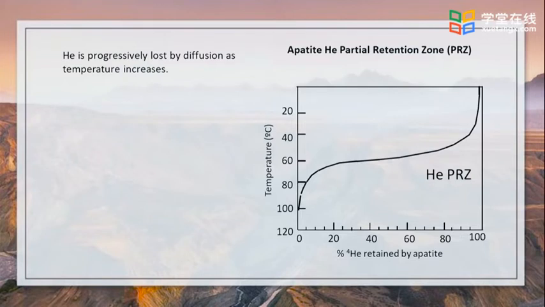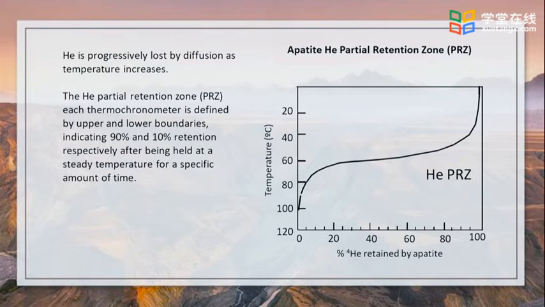Helium is progressively lost by diffusion as temperature increases. Helium thermochronology is based upon the accumulation of helium-4 in rocks and minerals over geological time due to the radioactive decay of naturally occurring uranium, thorium, and samarium. Although helium-4 is being produced by the decay, when the rocks are hot, the helium-4 will not be retained in the crystals and will instead diffuse out of the system and into the atmosphere, where it makes up about 1 ppm, or 0.001%, of what we breathe.